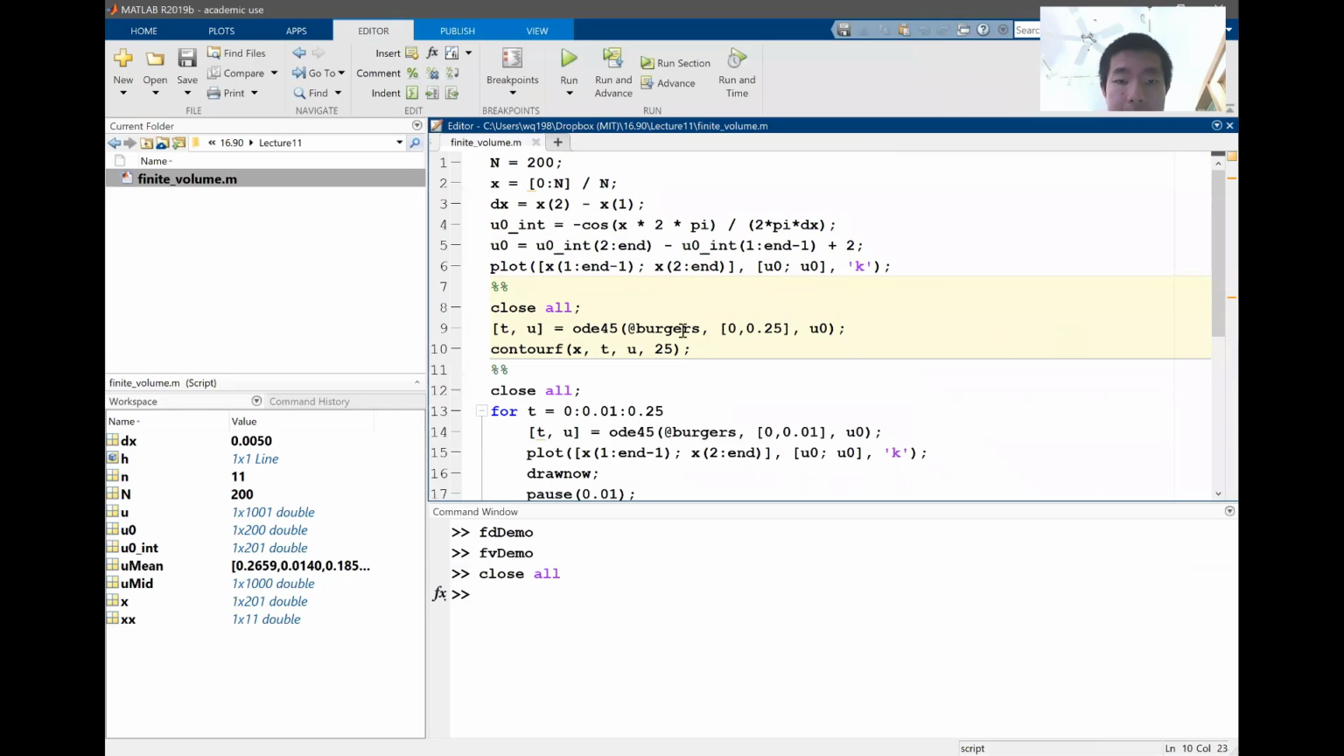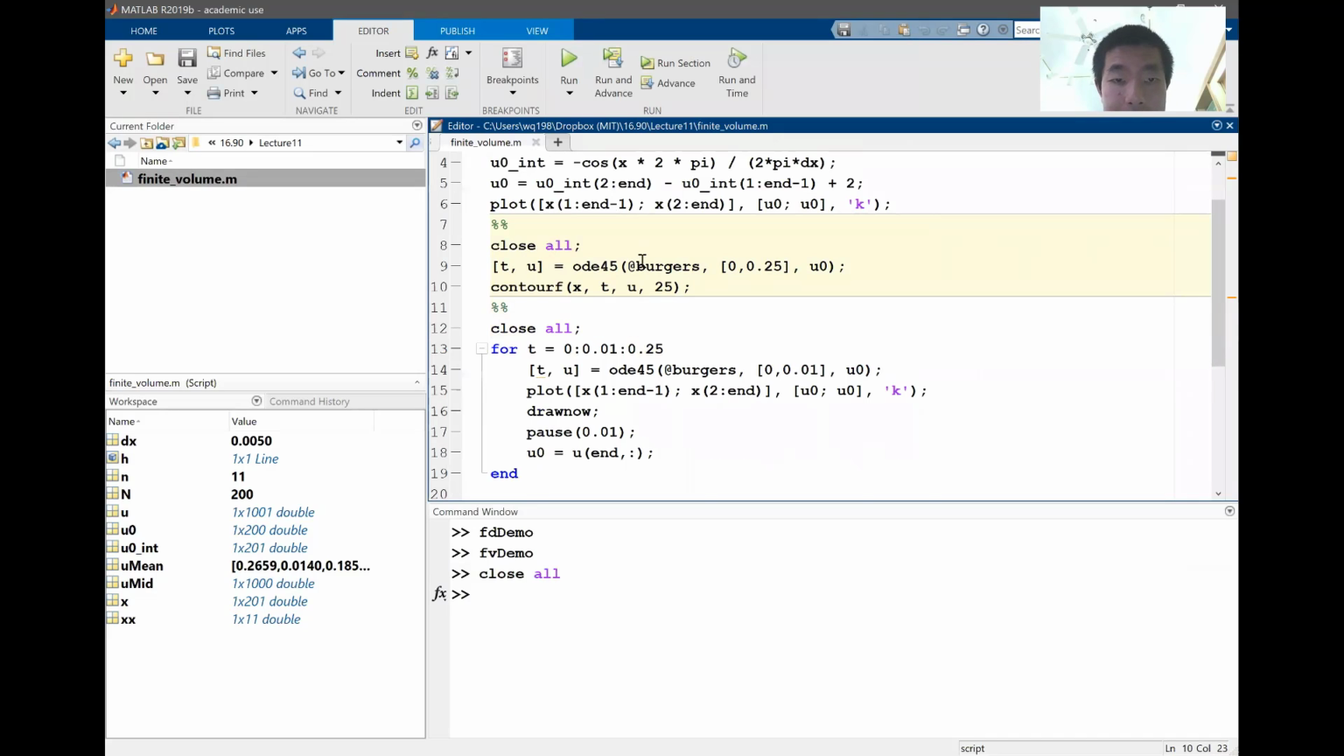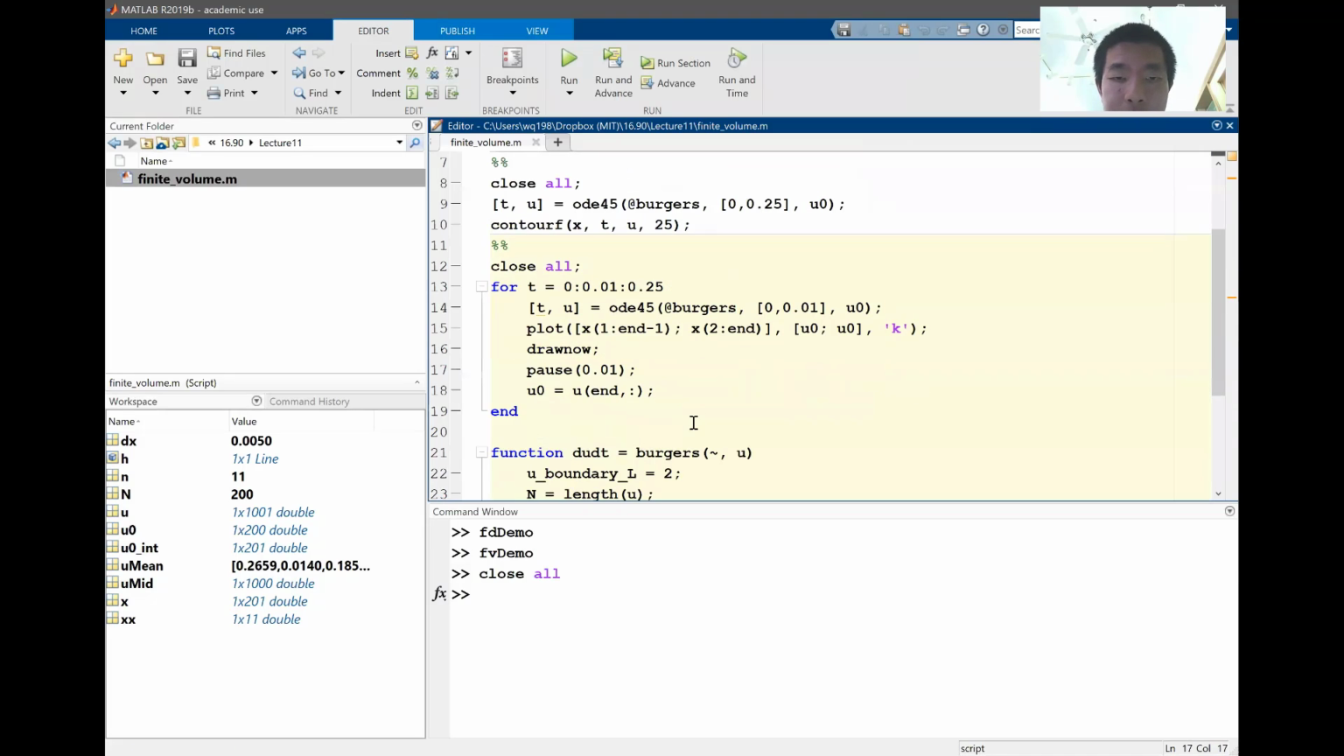And then we solved the Burgers' equation using ODE45 and plotted a contour of the solution. So if we run this, we would be plotting the contour, and if we run this, we would be plotting the solution as a function of time. So plotting animation. Let's see that.